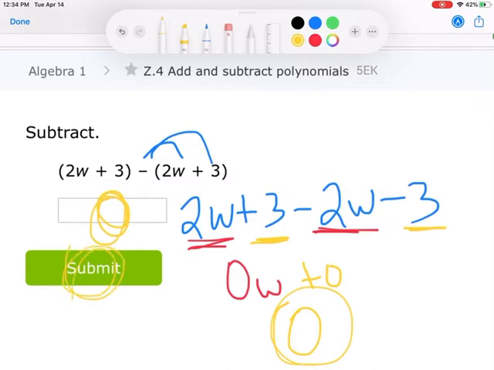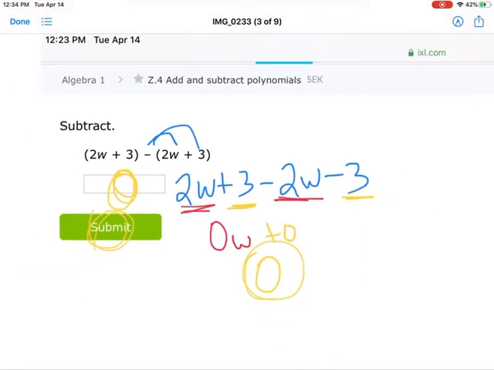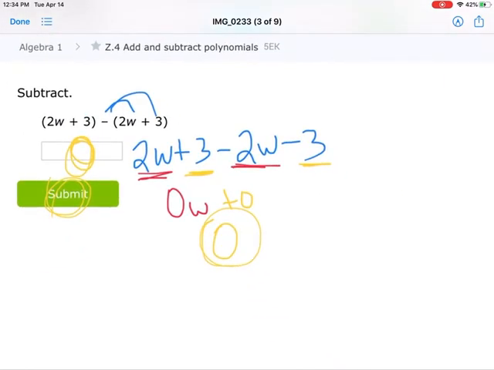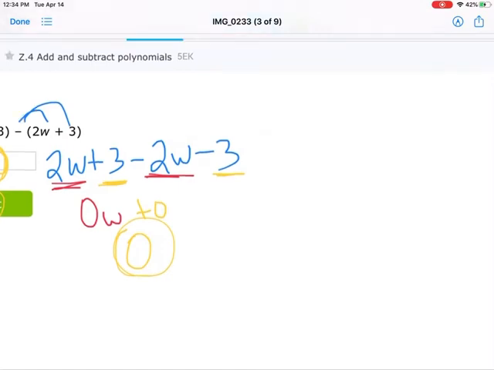You're up to an 80 already. Man, you guys are good. All right, so that's Z4. Three different levels, the beginning, the middle, and the end. When you're subtracting, just make sure you subtract everything on the inside. Boom.